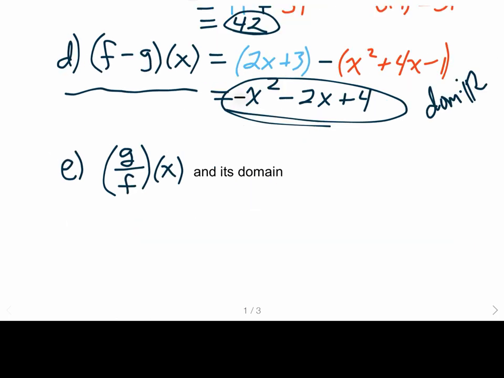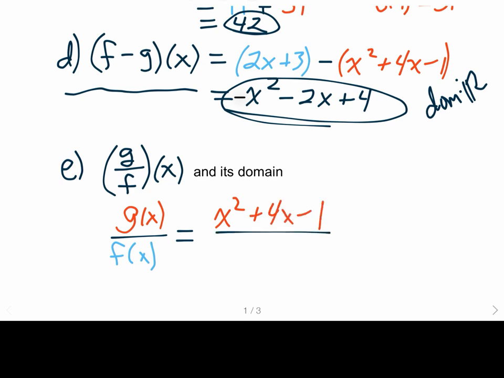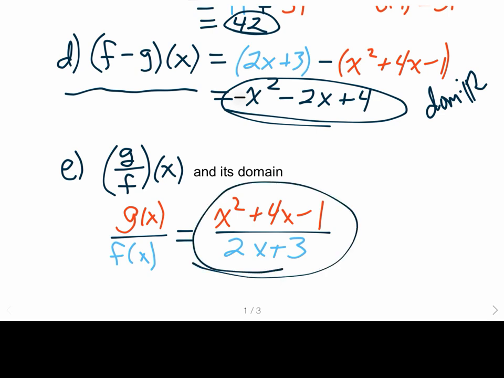However, in part E, we're asked for (g/f) of x and its domain. Well, (g/f) of x is the same thing as g of x divided by f of x. And so it is going to be x squared plus 4x minus 1 divided by 2x plus 3. In this context, you'll be relieved to know we don't have to perform polynomial division or anything like that. And in fact, this is going to be our final answer for (g/f) of x.